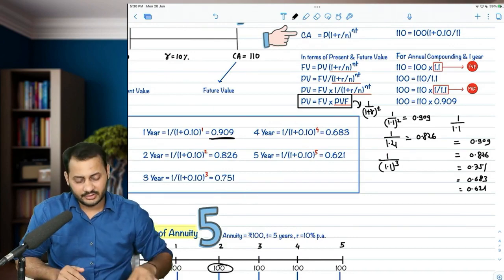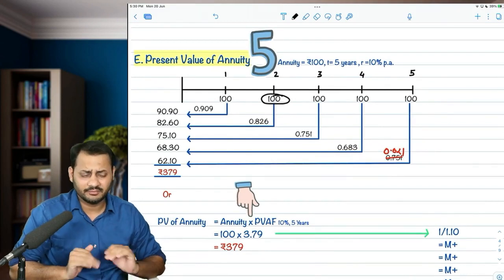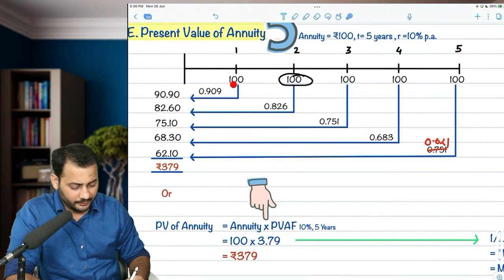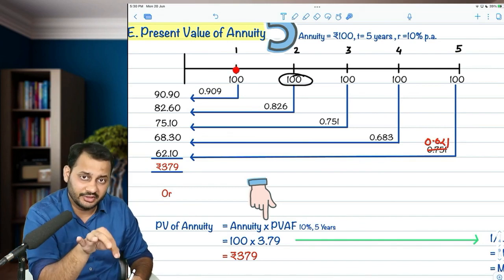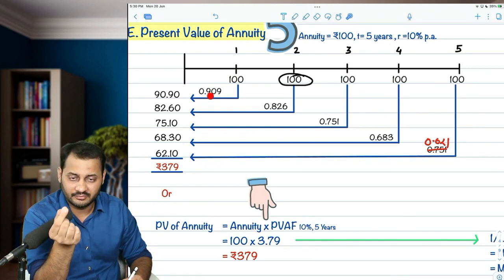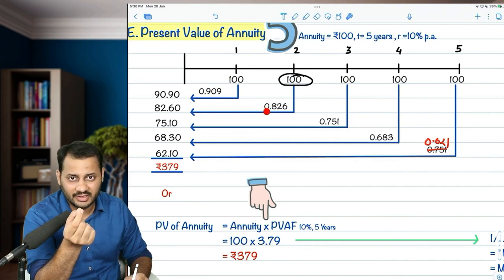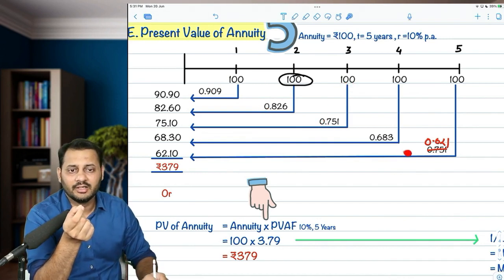Now we are going to discuss the present value of annuity concept, and it's very simple. Just now I showed you how to calculate the present value of 100 rupees at any point of time. If you are calculating the present value of the cash flow which is at the end of first year, you will have to multiply it with the first year present value factor. If the cash flow is at second year, you will have to multiply it with the second year present value factor. If the cash flow is at third year, you will have to do it like that.